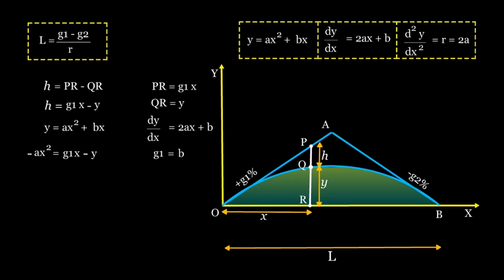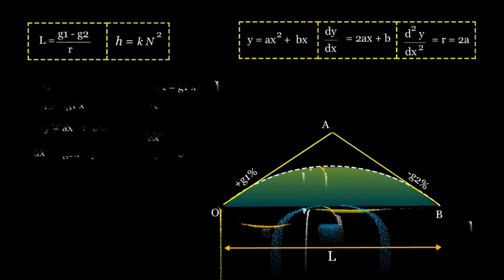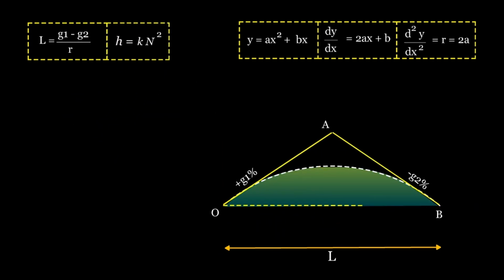Rearranging, negative ax squared equals g1x minus y... we already knew that h equals g1x minus y. Rearranging again, h equals ax squared. Since a is a constant in vertical curve design, it is replaced with k, so h equals kx squared. Replacing x with n, that is the number of chords from point O, h equals kn squared. Thus, the tangent correction varies as the square of the horizontal distance from the point of tangency.